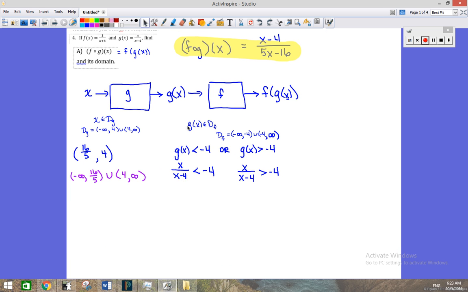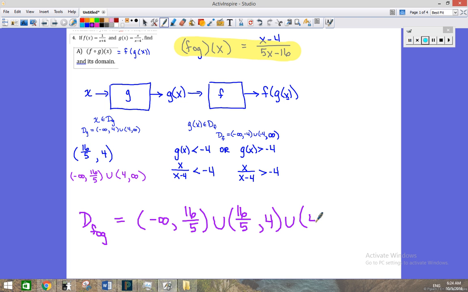For this composition, the domain for f of g is all real numbers excluding the 3.2, which I always just write as an improper fraction, but it doesn't really matter. Exclude that value, also exclude 4. Anything else is fine. Anything else will make it through the assembly line just fine. Alright.